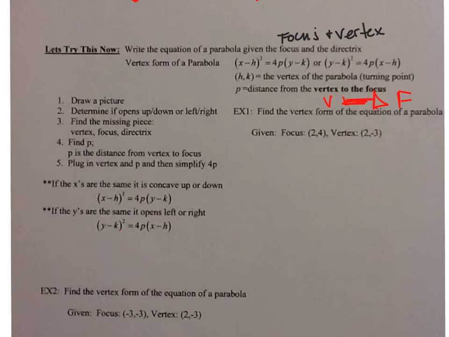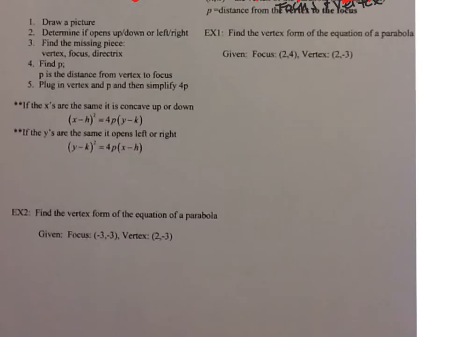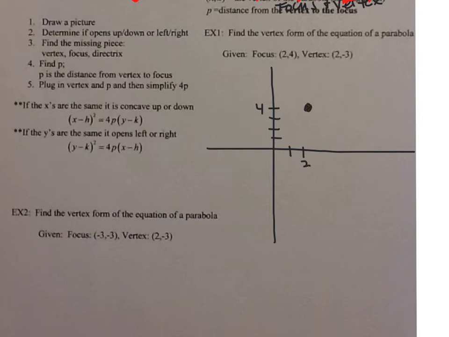All right, so let's take a look at what we have here. It says, find the vertex form of the equation of the parabola. So I have a focus of (2, 4) and a vertex of (2, -3). Okay, so the first thing we're going to do is draw a picture. All right, so I'm going to plot (2, 4). That's my focus. And I'm going to plot (2, -3), which is my vertex.